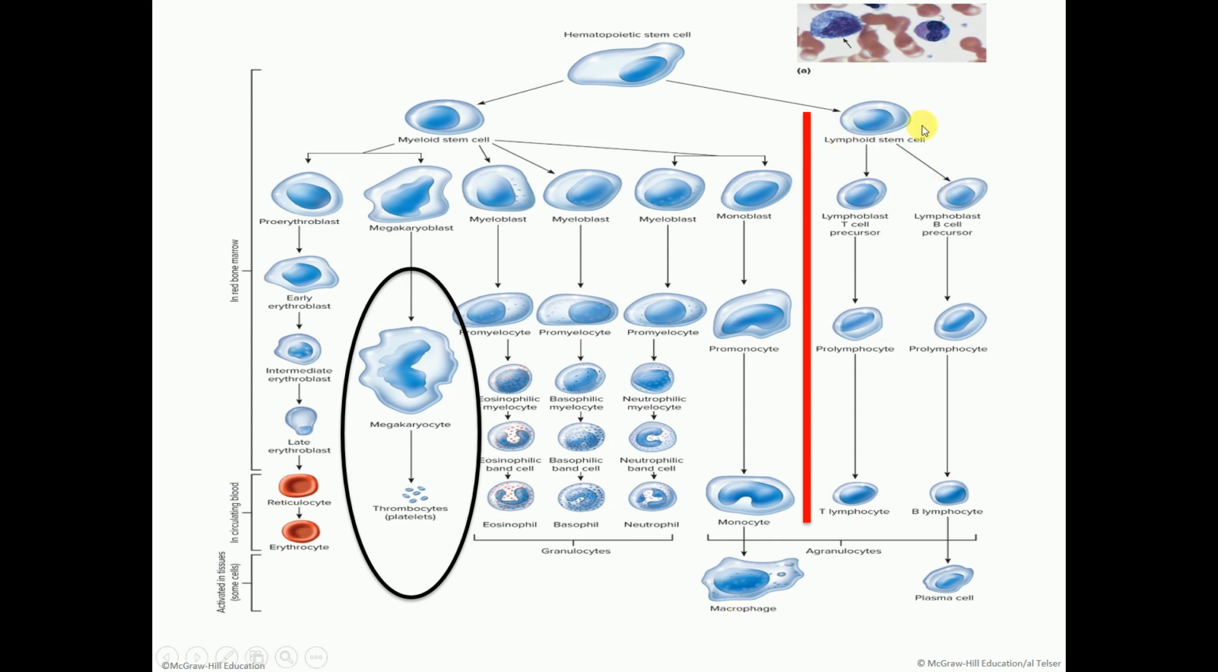Now moving on to the lymphoid stem cells, we end up making either T or B lymphocytes. B lymphocytes can also leave the bloodstream and change into plasma cells, and it's these plasma cells that will start producing antibodies. So plasma cells are antibody factories. And this ends this portion.